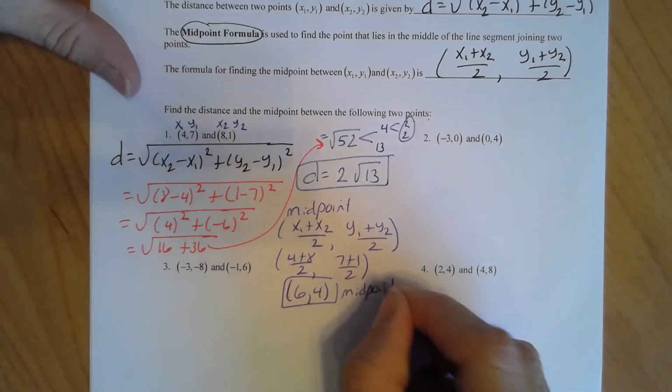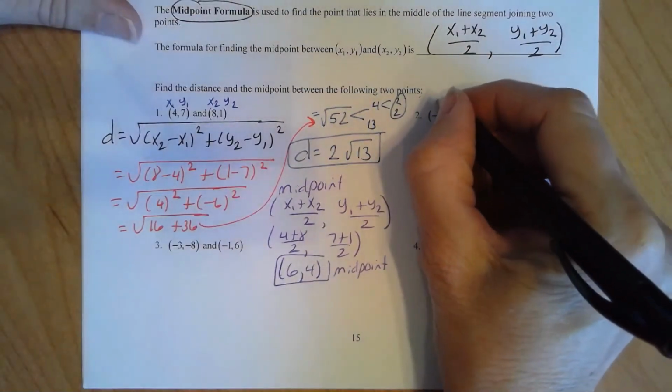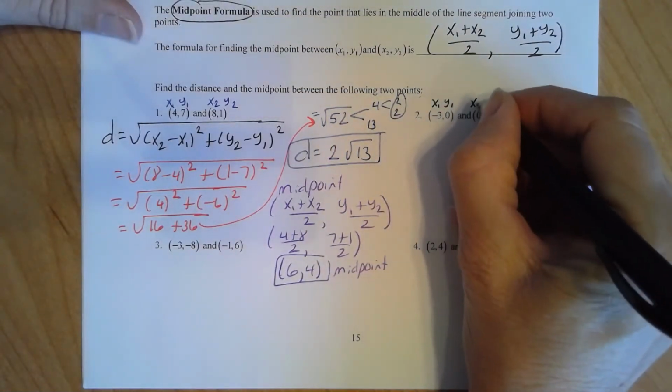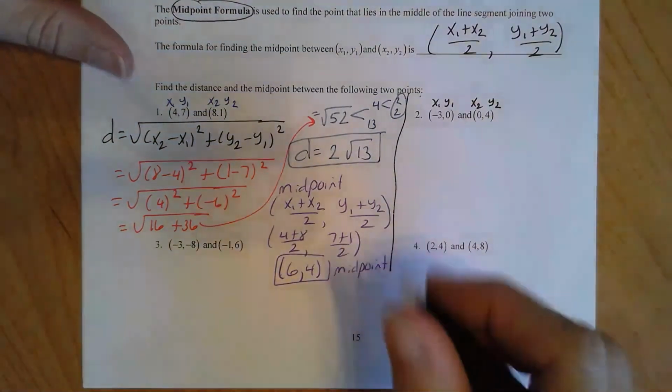You'll be using these concepts in college algebra when we talk about circles. All right, so let's look at number 2. Again, let's label our points. This is x1, y1, x2, y2. I would write the formula down every single time.